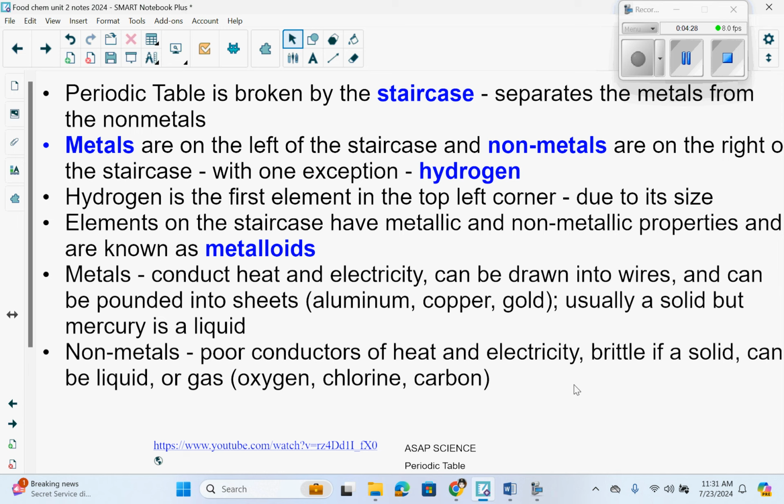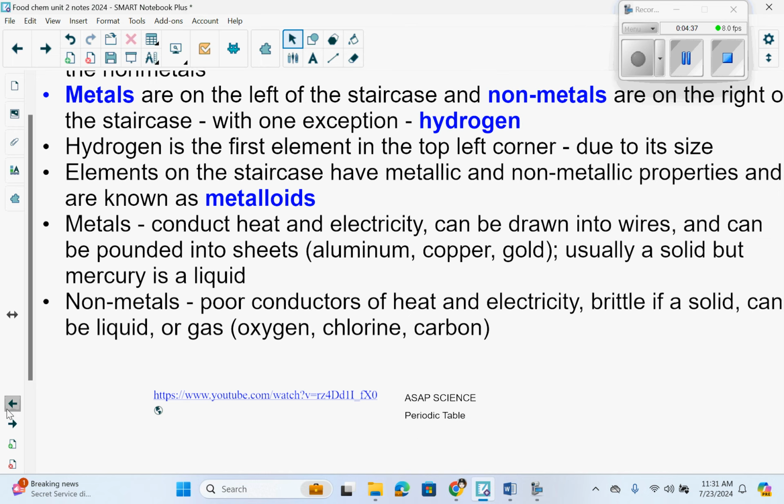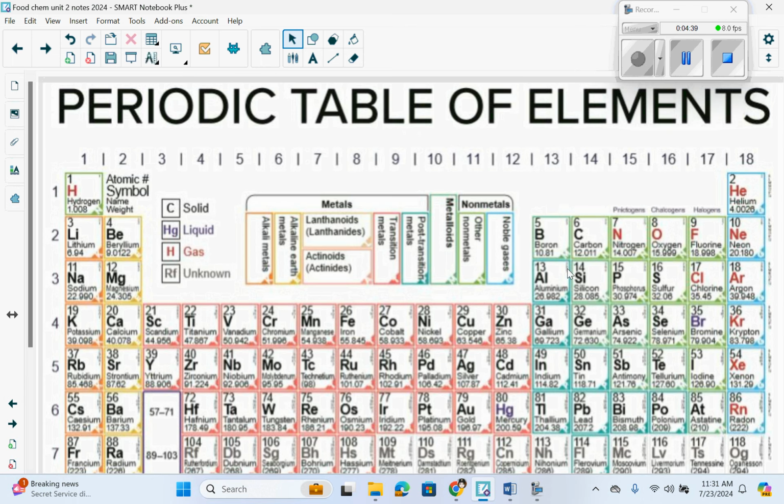Nonmetals are poor conductors of heat and electricity. They're brittle if they're a solid, but they can also be a liquid or a gas, such as oxygen, chlorine, and carbon. So here again, the staircase is right here. It's these metalloids, which kind of have this off-greenish color, so they do make a little staircase.